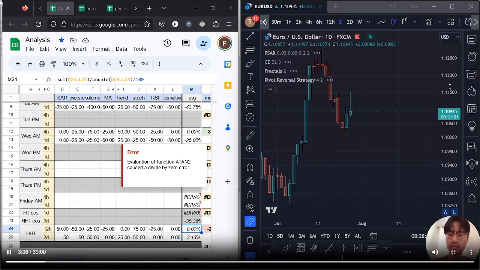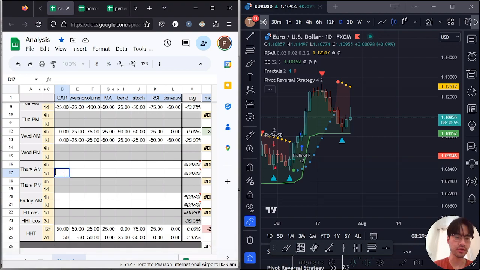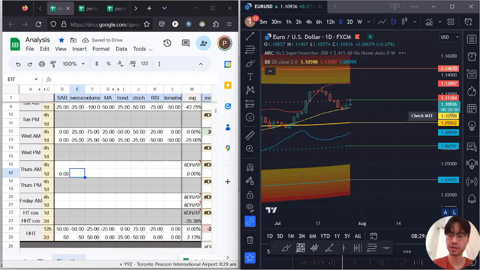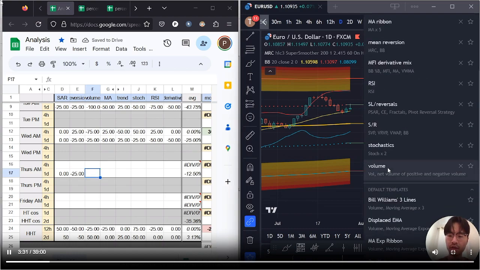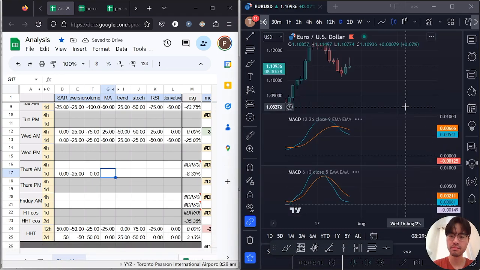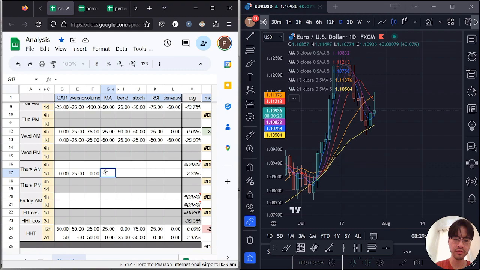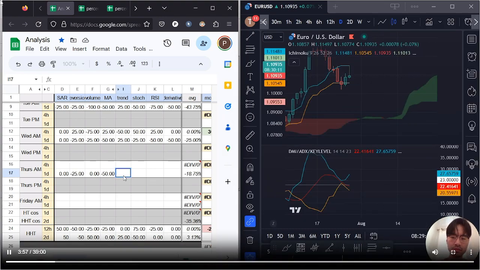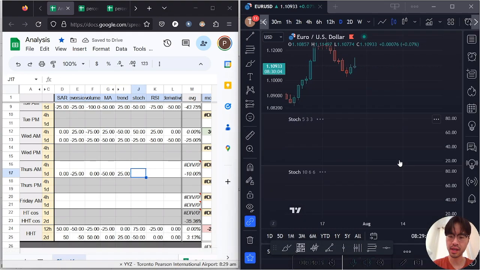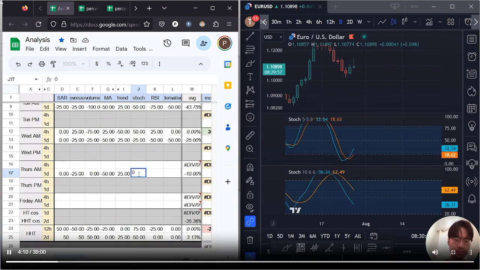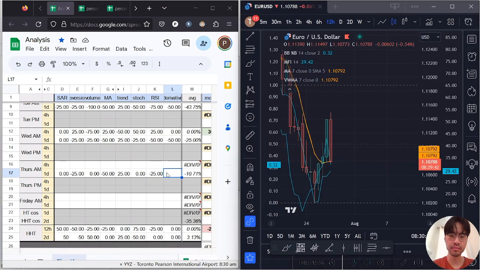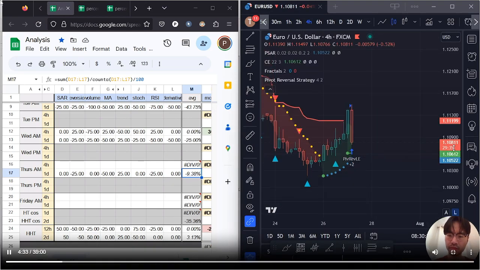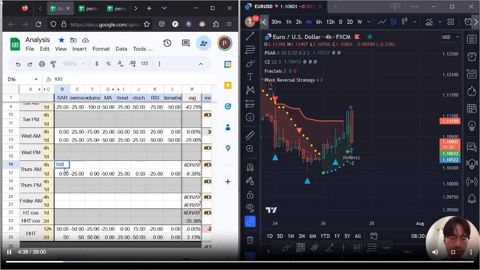On the daily, actually, 0 for the inversion, get a negative 25 or so. Volume is 0. MACD, negative 50, 25. Stochastics, 0. RSI, negative 25. Derivative, 0.